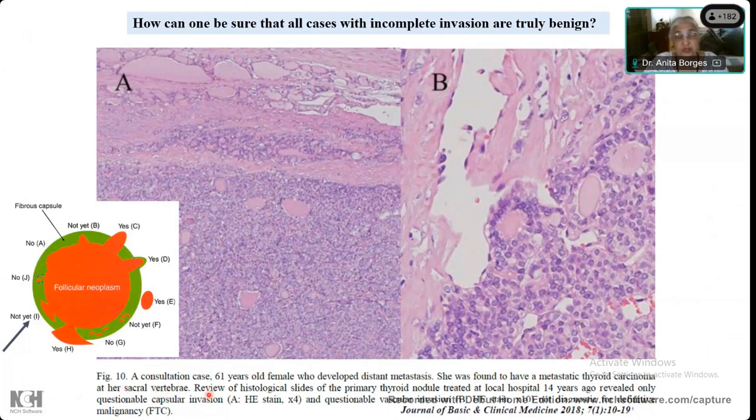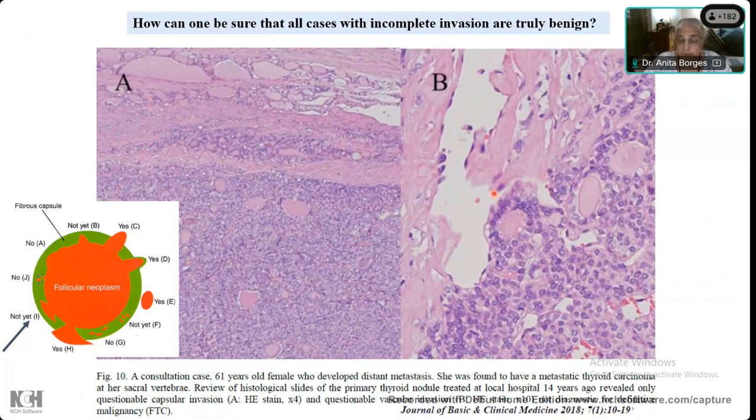She was found to have metastatic thyroid carcinoma in the sacrum. And then they reviewed the histological slides of the primary thyroid nodule treated at a local hospital 14 years before the metastatic carcinoma, okay? And it revealed only what Schuster would say, questionable capsular invasion, okay? And questionable vascular invasion. If this was a vessel, was there invasion into the vessel or not? But this lesion had metastasized. So the question is, which of these not yets are actually yes?